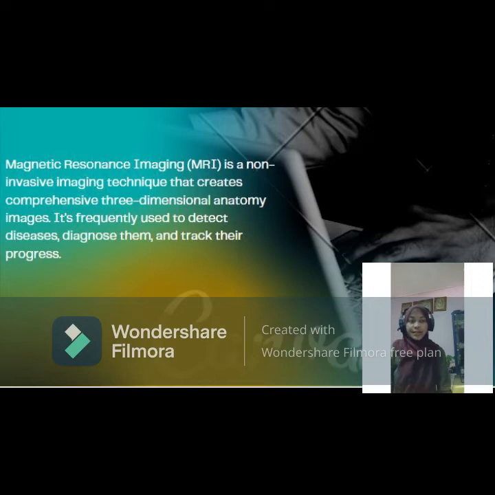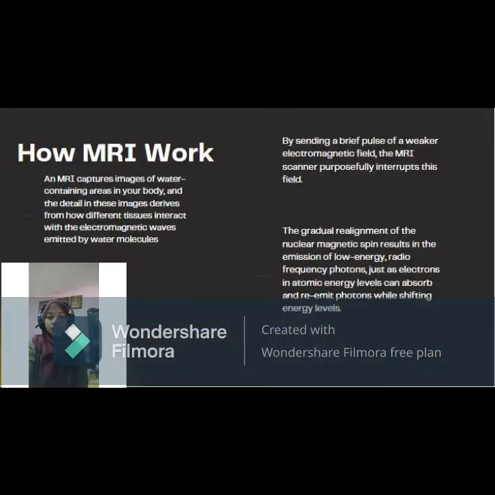For the introduction, magnetic resonance imaging, also known as MRI, is a non-invasive imaging technique that creates comprehensive three-dimensional anatomic imaging. It's frequently used to detect disease, diagnose it, and treat the process. It is based on cutting-edge technology that excites and detects change in the rotational axis of protons in the water that make up biological tissue.